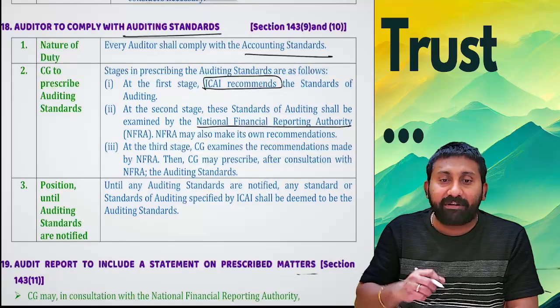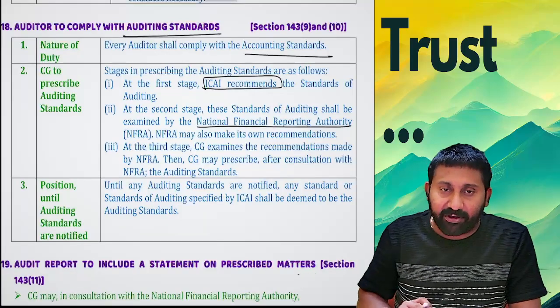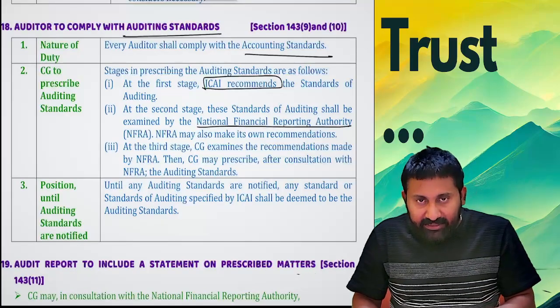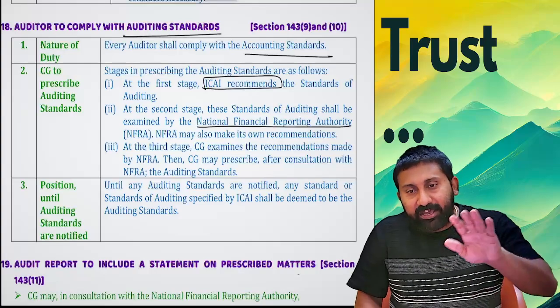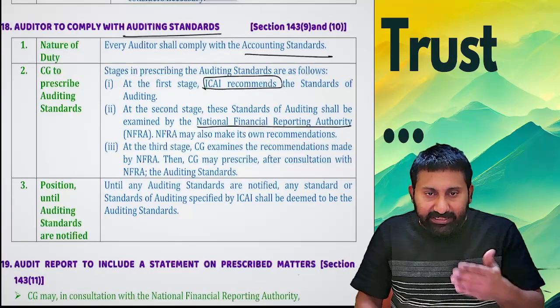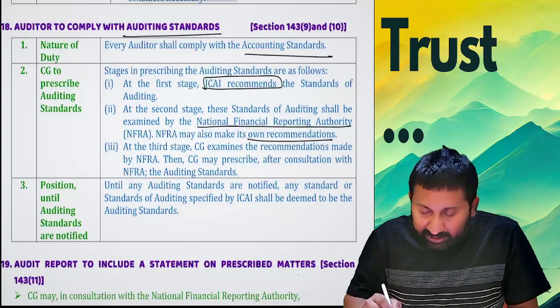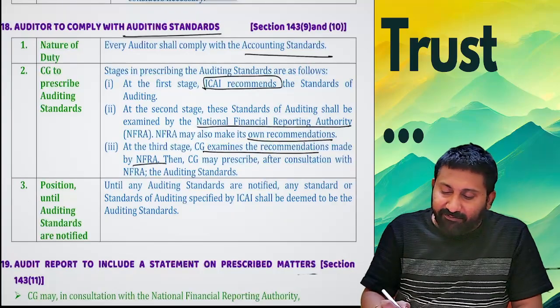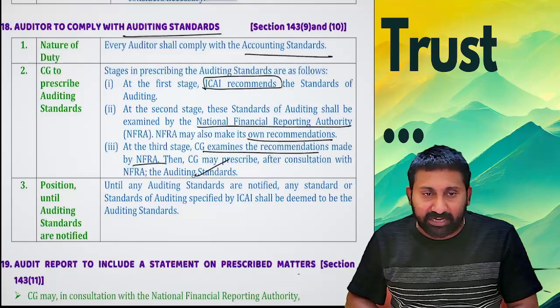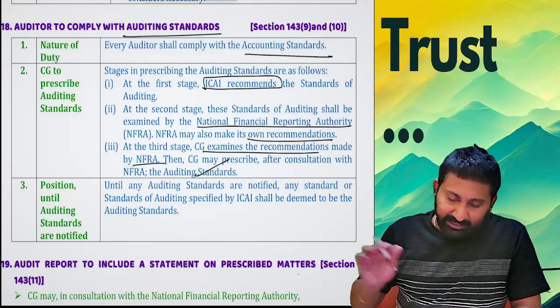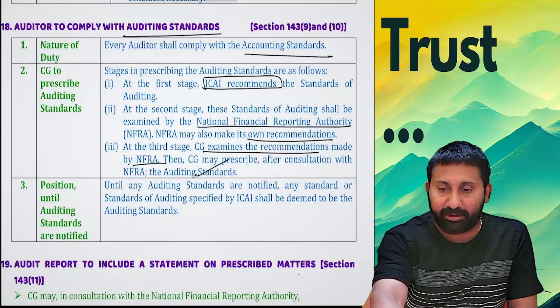NFRA will make its comments. ICAI will prepare the standards and recommend them to the NFRA. NFRA will examine, and it may make its own recommendations. Stage number 3, CG will examine the recommendations of NFRA and finalize the auditing standards applicable. Okay, that's it. That's the point we need to remember up to here.